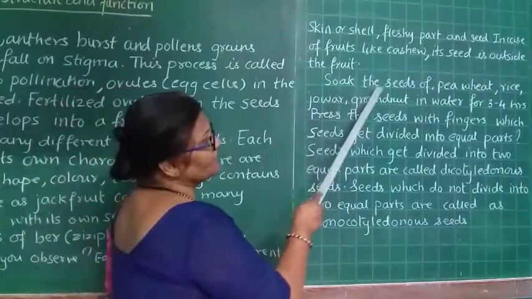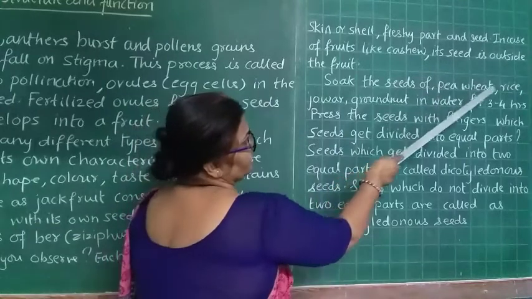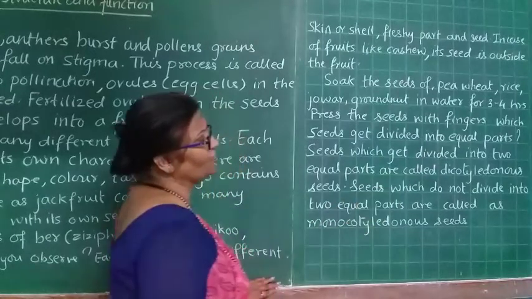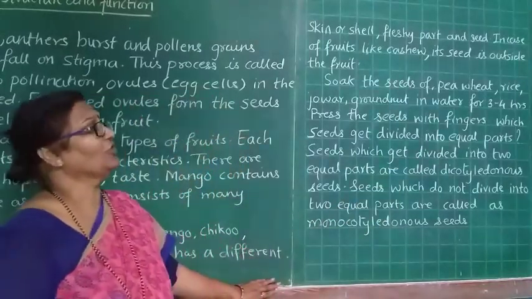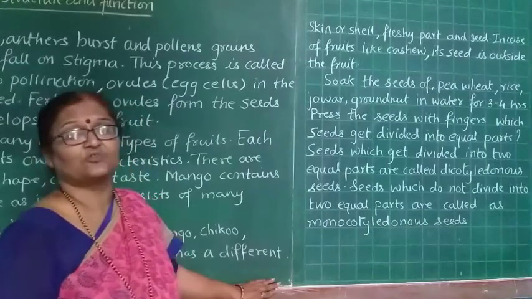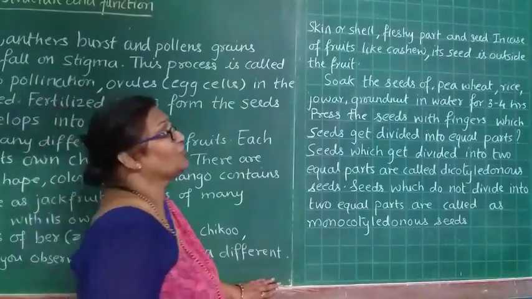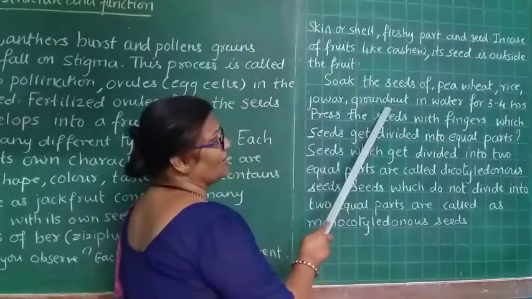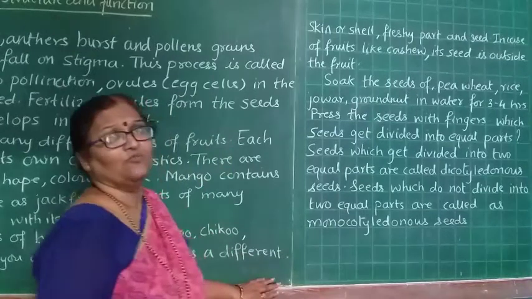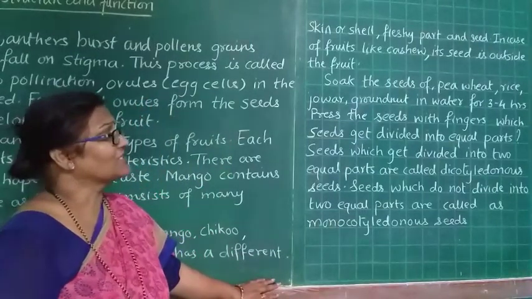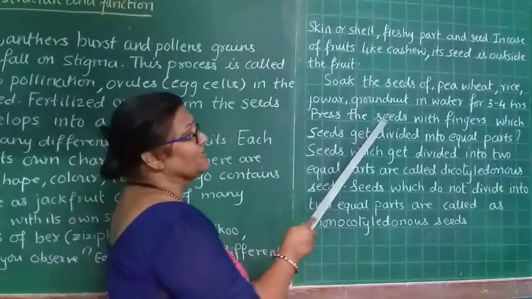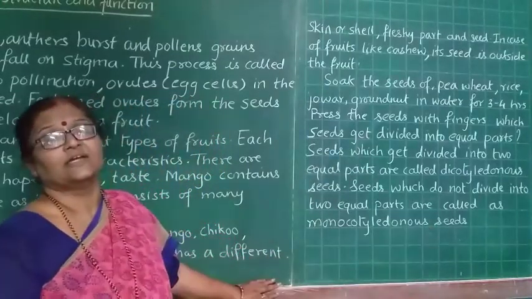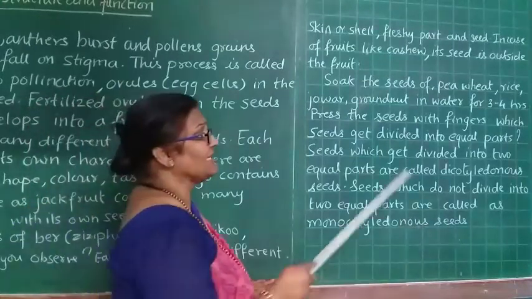Now, soak the seeds of pea, wheat, rice, jowar, groundnut in water for 3 to 4 hours. What you have to do is take a little water and put the seeds of pea, wheat, rice, jowar, groundnut into the water for 3 to 4 hours. Now press the seed with your finger. Whenever the seed is soaked, it divides into equal parts.